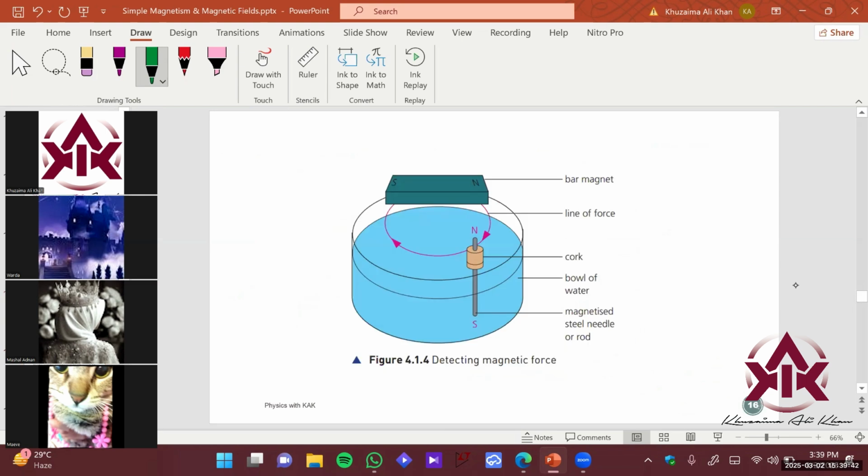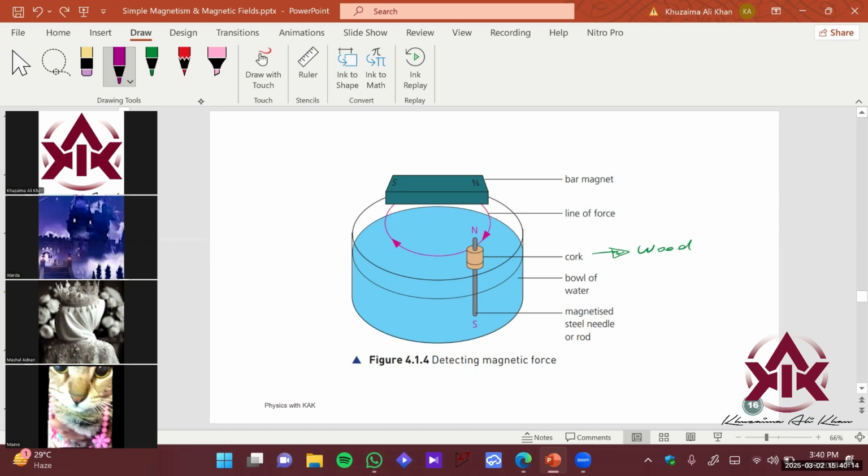Now this is a method to detect a magnetic force. What is happening here? You have a cork made of wood, which lets this particular rod, the gray rod, float. It's a bowl of water over here, and a steel rod here. This is the line of force, the magnetic field line we have drawn. It goes from north to south, right?